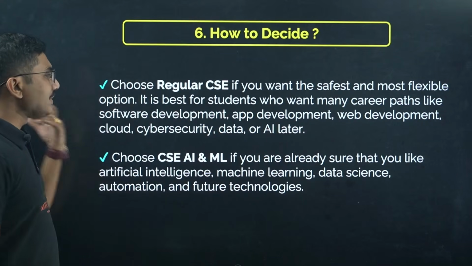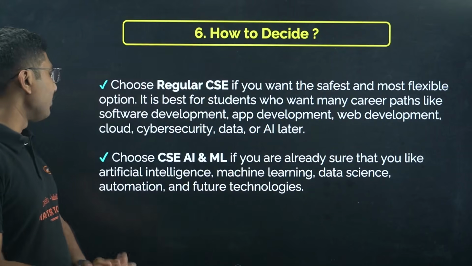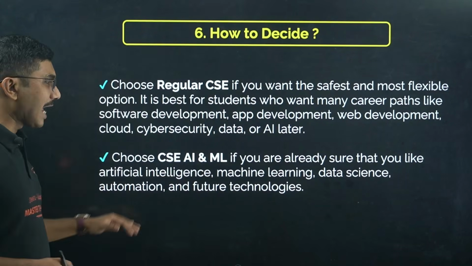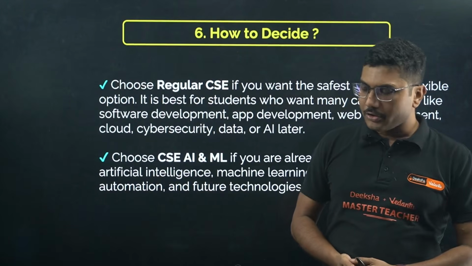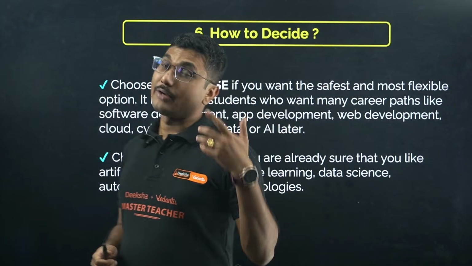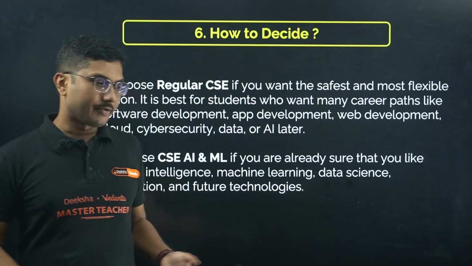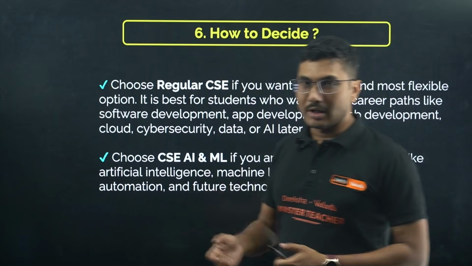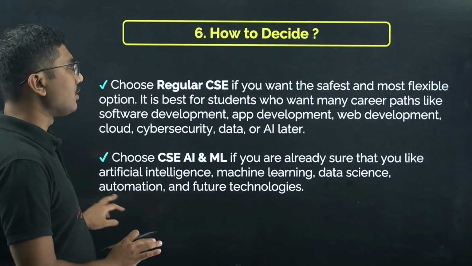Okay, choose CSE AIML if you are already sure that you like artificial intelligence, machine learning, data science, automation and future technologies. Okay, there will be a lot of future technologies that will depend on AIML, and if you want to bet your career that, okay, whatever new technologies come, I will take that challenge, I will develop AI based models on that, then you can choose AIML. Okay, so this is the basic overview.